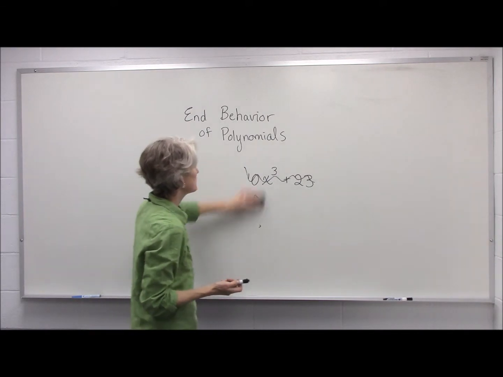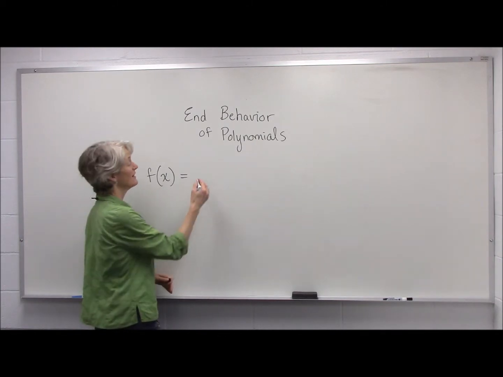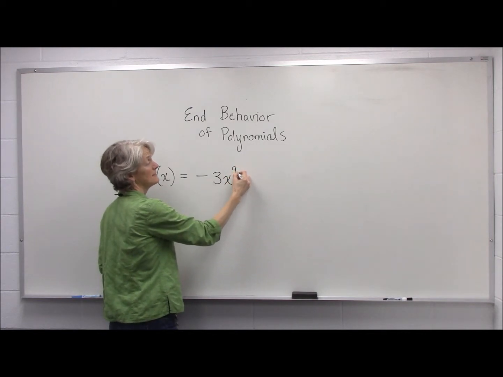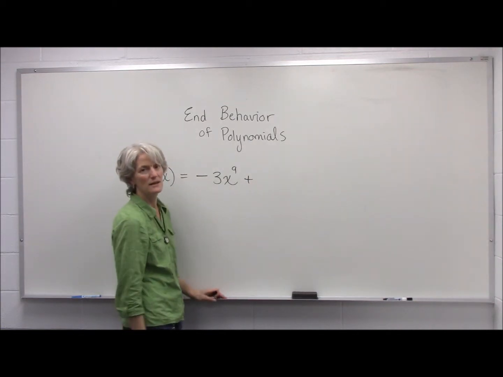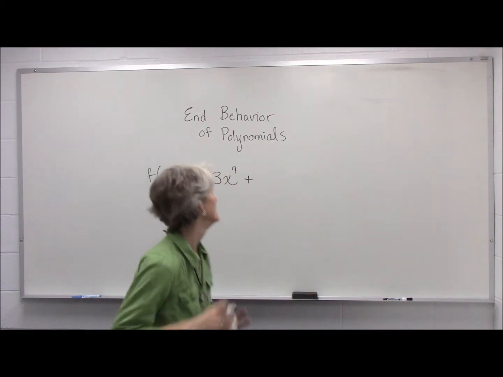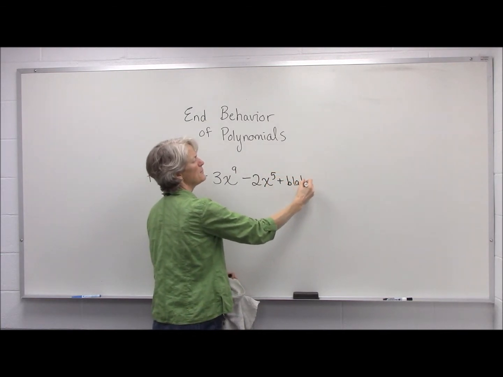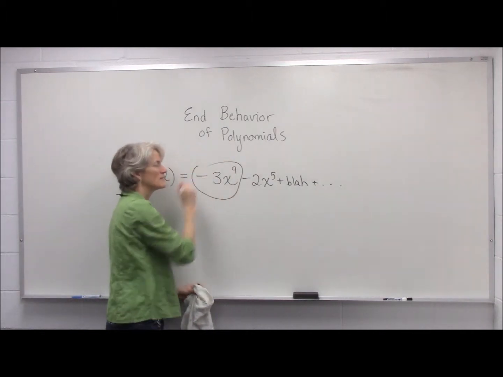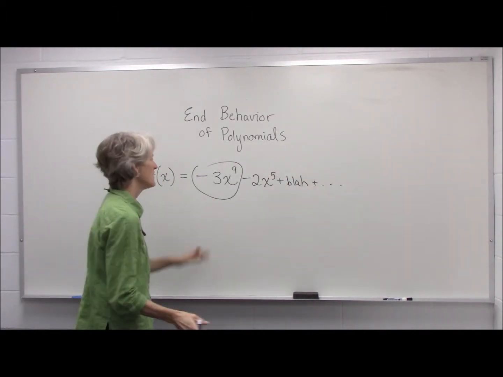How about, give me another function, Mr. Haas. Let's pick something negative in the beginning. Okay, negative 3x to the 9th. Minus or plus, does it even matter what the rest of it is? Let's just say minus 2x to the 5th. Plus blah blah blah. Who cares what the rest of it is? Because this is the guy who's the boss when I'm substituting in enormous x's or really, really negative x's, right? That is the controlling term.